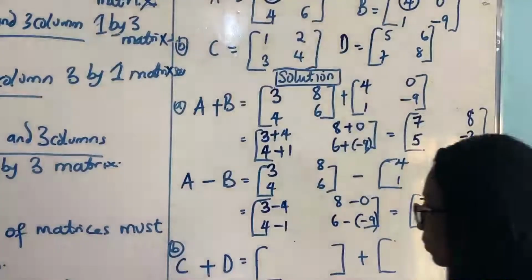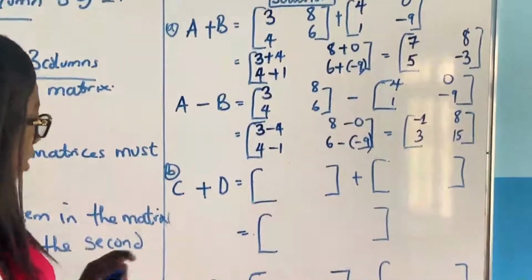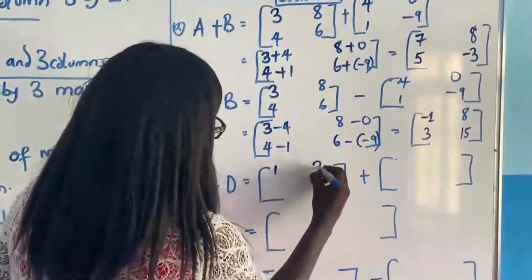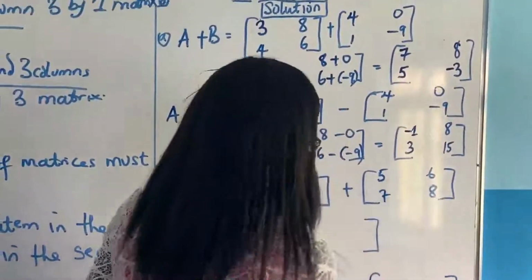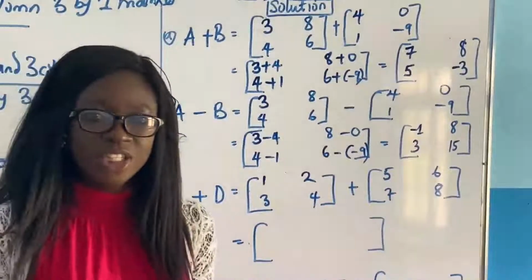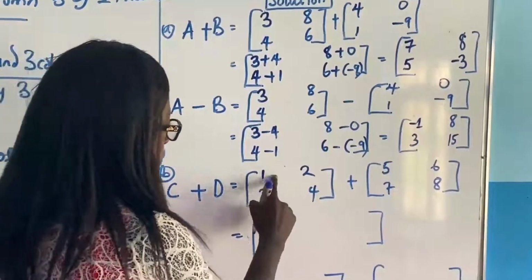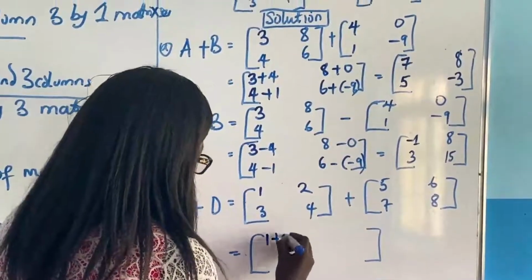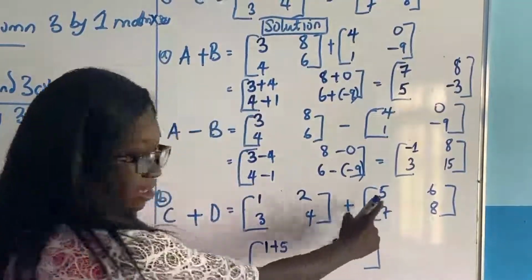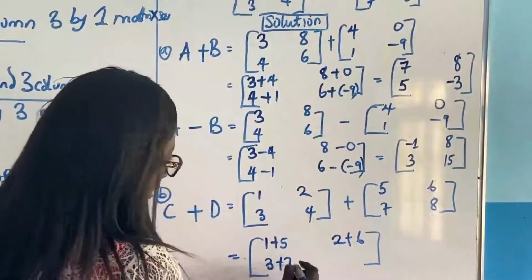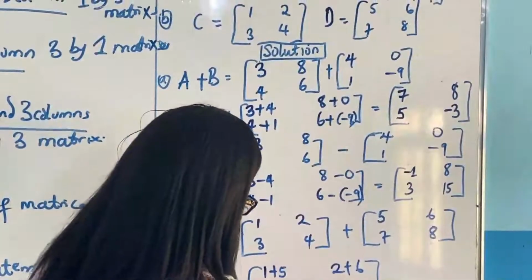So let's do for B. So pause the video and try to see this so you see my answer next. C plus D. Our C is 1, 2, 3, 4, 5, 6, 7, 8. So now we are experts in adding matrices. So let's just move ahead. So now the next thing to do, we have what? 1 plus 5. They are in the same row and the same column. We have 2 plus 6. 3 plus 7. The next one is what? 4 plus 8.